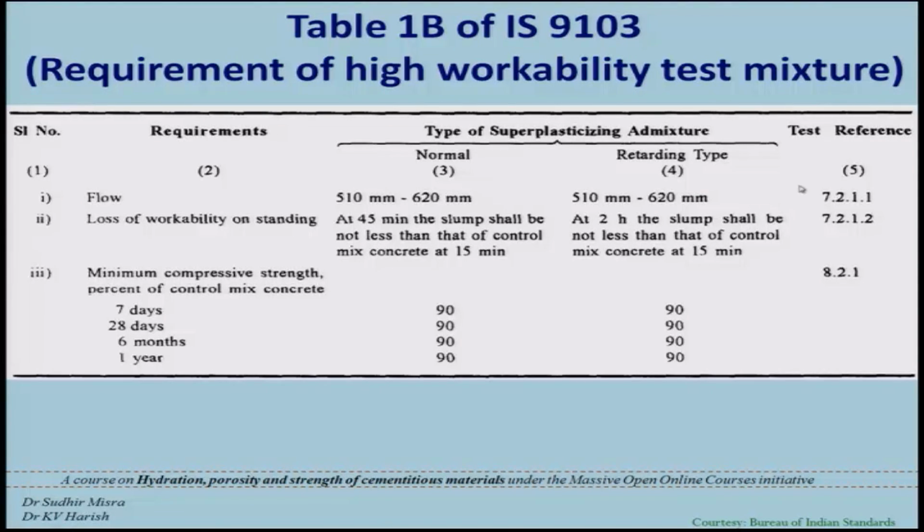More information is given in clauses 7.2.1.1 and 7.2.1.2 respectively. Minimum compressive strength, it is stated for both of these admixture types at least 90% strength has to be obtained. With this we come to an end for this lecture.